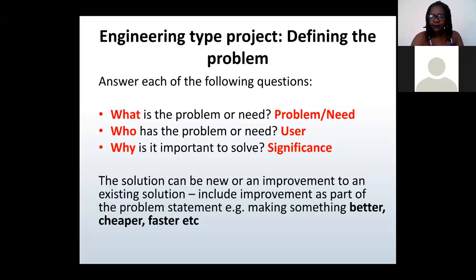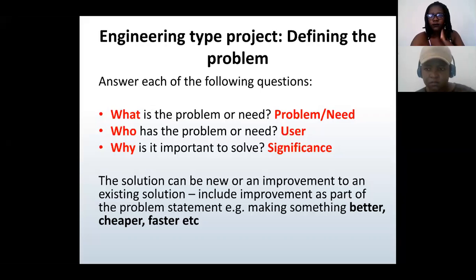Again, you need to know that if a learner is working on a project and that particular project is part of a new solution or an improvement of an existing solution, the learner must make sure that he or she includes improvement as part of the problem statement. So words such as better, cheaper, faster need to be reflected there in order for the learner to showcase how innovative the project is.